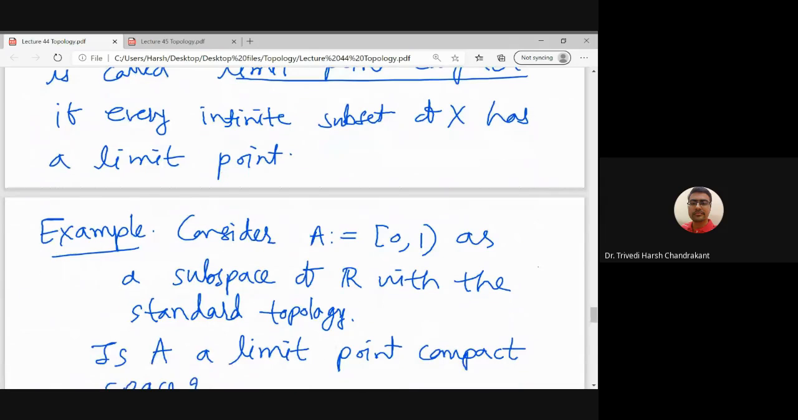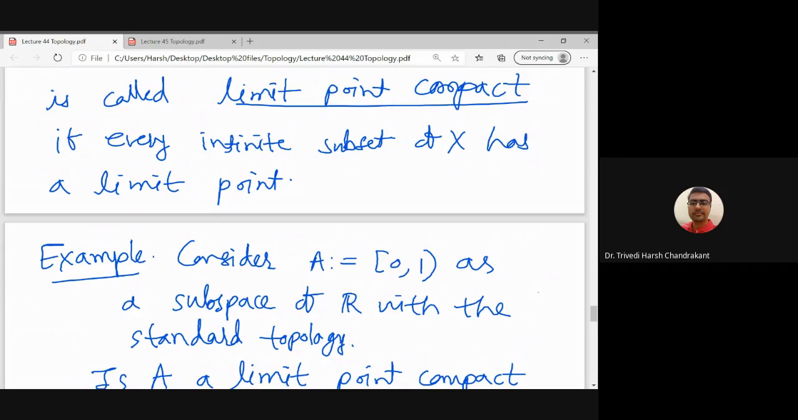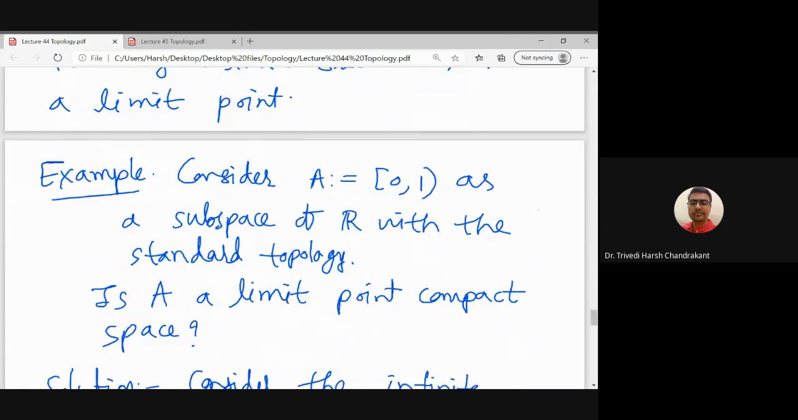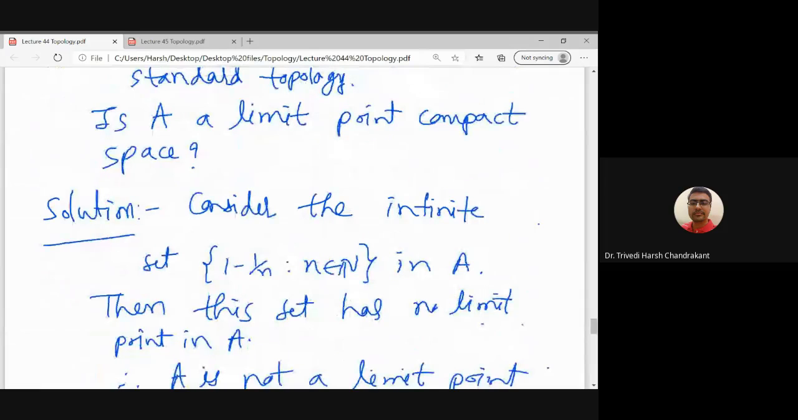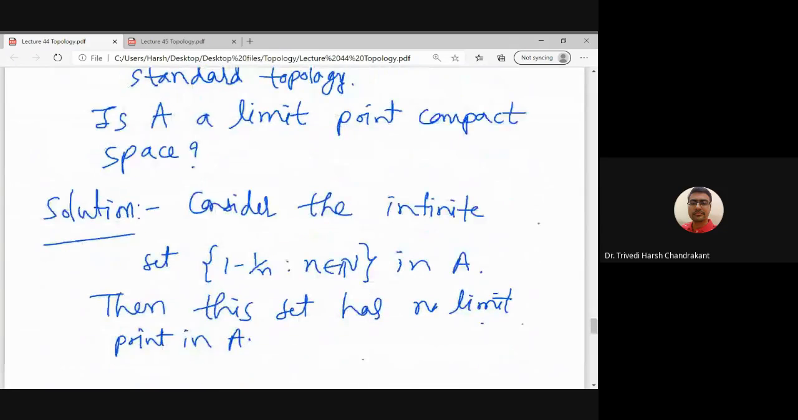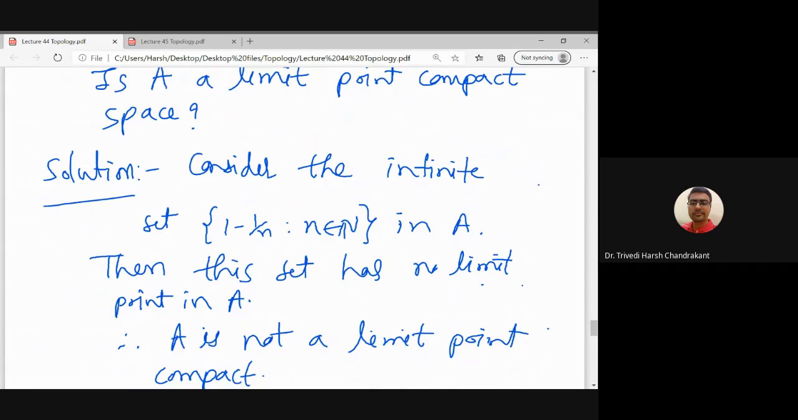So we have considered this particular subspace of R. A is a subset of R on which we are considering the subspace topology. Then is A limit point compact or not? That is the question. To check that, we have considered a particular infinite subset of A, that is 1 minus 1 upon n. All these points belong to the set closed interval 0 to open interval 1, and that is obviously an infinite set.